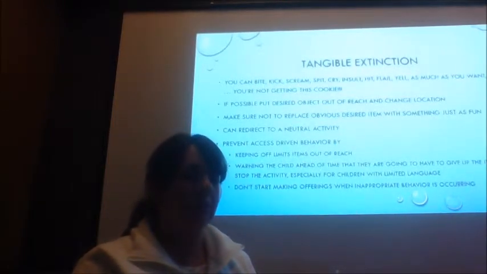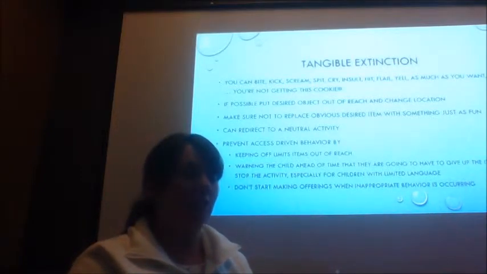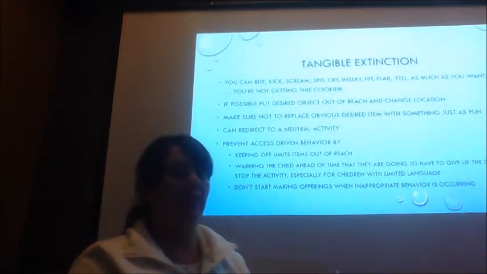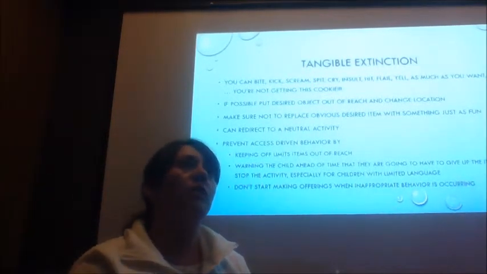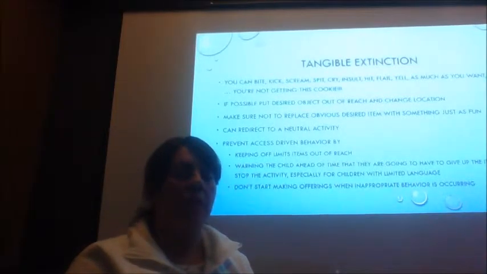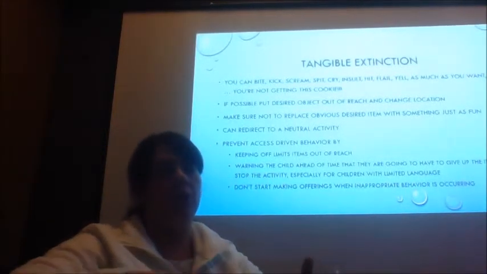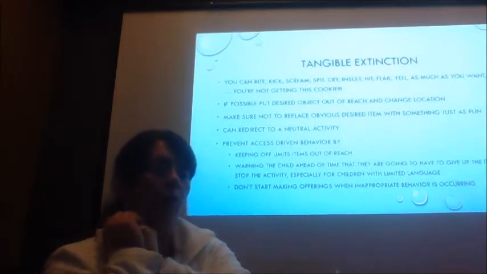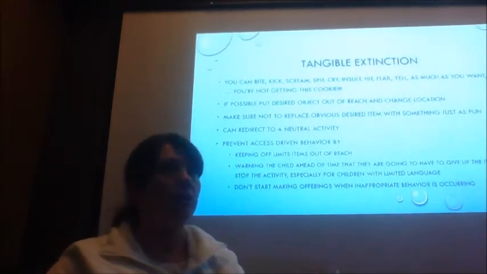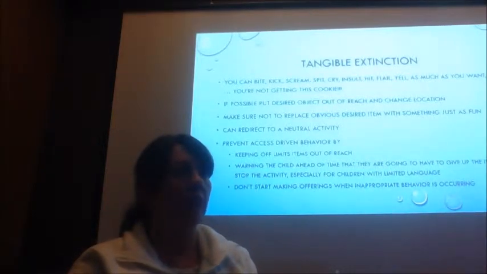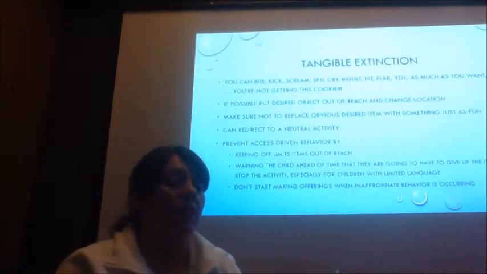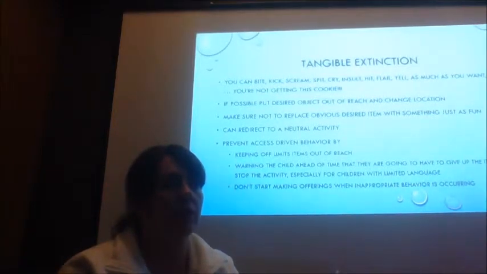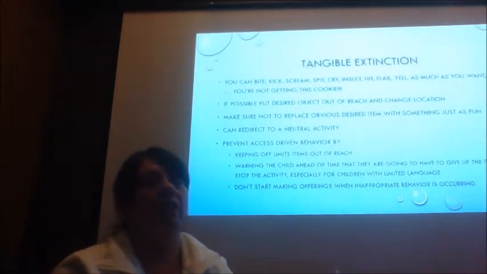Tangible extinction means you can bite, kick, scream, spit, cry, insult, hit, flail, yell as much as you want, but you're not getting this thing that you're after, whatever it is. A lot of times, behavior that's maintained by access to tangibles will happen when you remove an item or when you say no, you can't have that. So usually it's pretty easy to identify the specific item that they want. And then this one's actually kind of easy too, like attention. Other than maintaining safety of the situation, technically, the main thing is they don't get that thing.